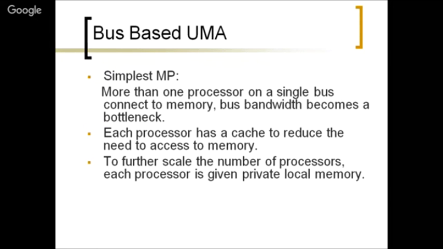To further scale the number of processors, each processor is given some private local memory. So there is still a possibility to scale up UMA by providing cache memory or private local memory to each processor. Sometimes, to store temporary results, the processor need not go to the main memory every time. That purpose can be solved by using the cache memory or some private local memory.